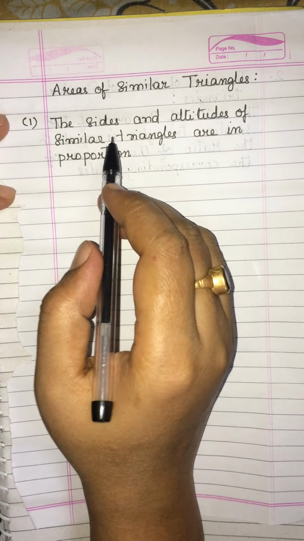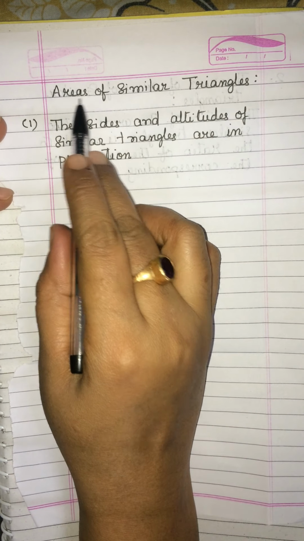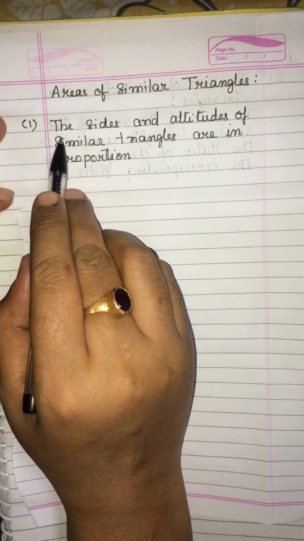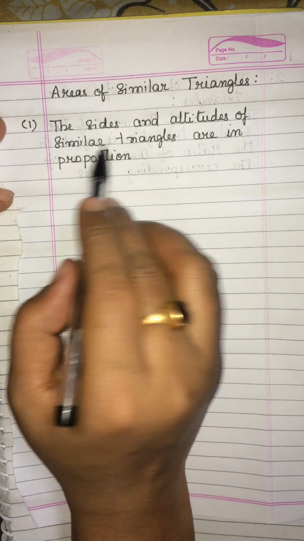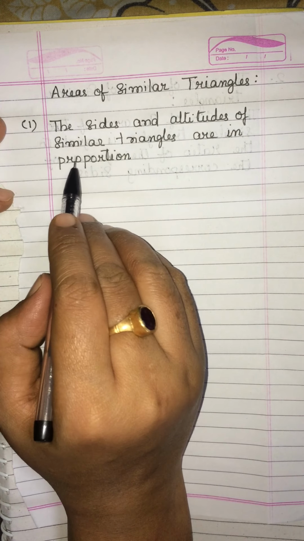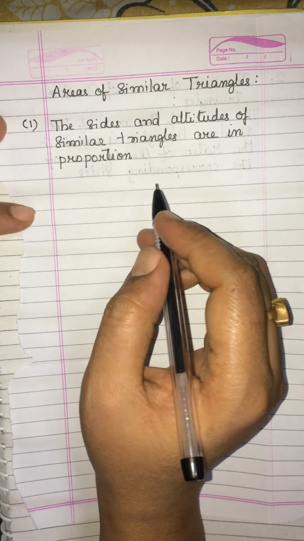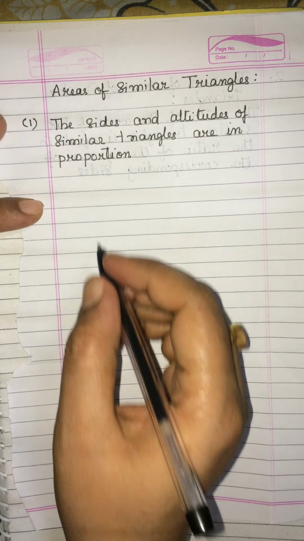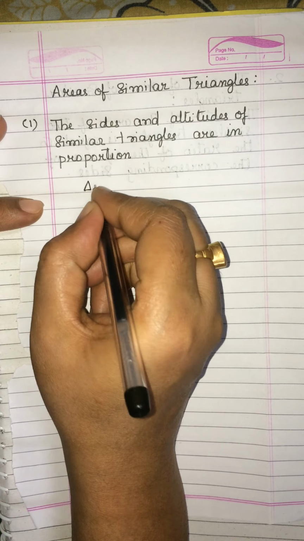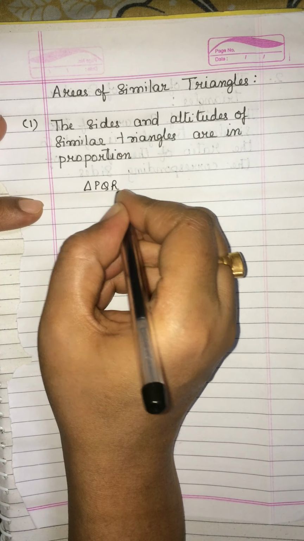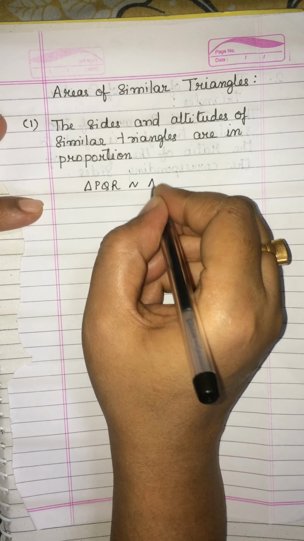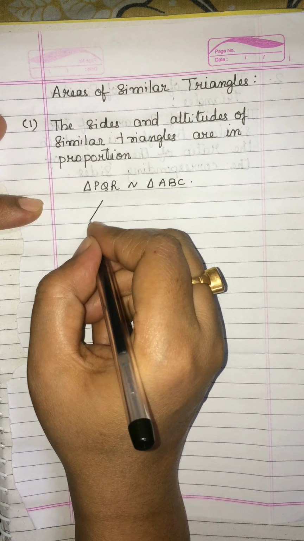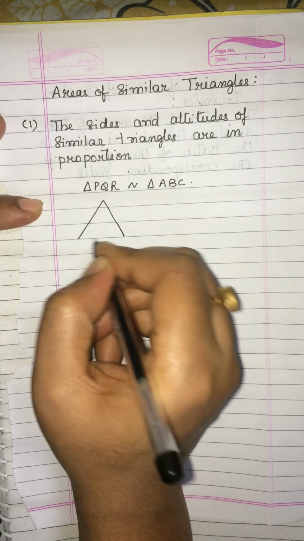Children, let us see today areas of similar triangles. It is given as the sides and altitudes of similar triangles are in proportion. These are some of the properties of areas of similar triangles. So let us take two triangles which are similar to each other. If they are similar, already we have seen many properties they satisfy.